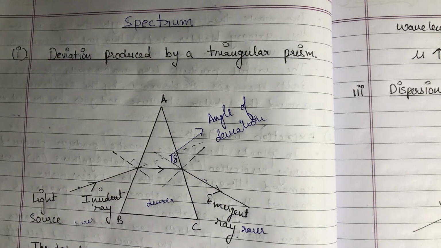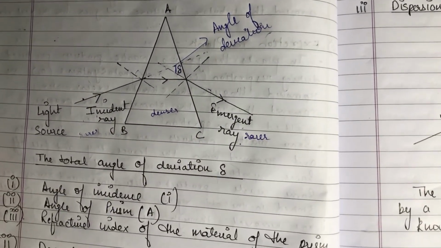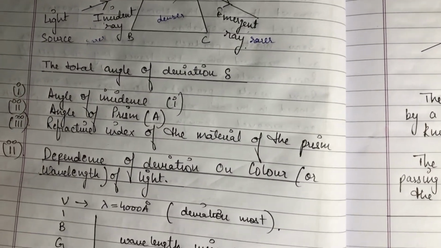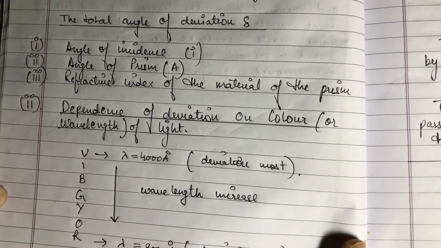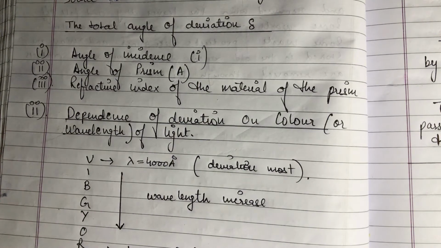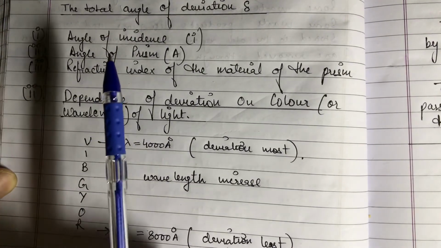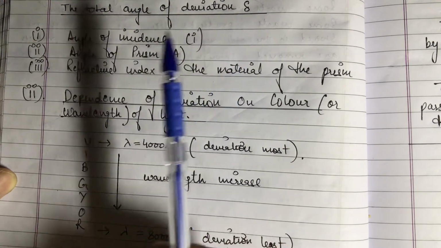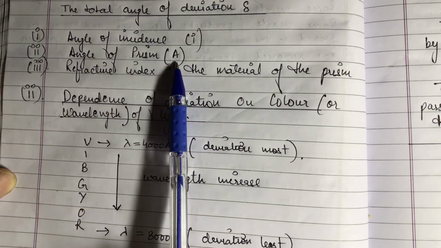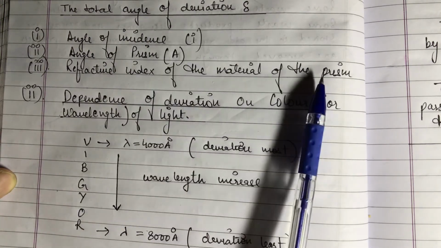Now we'll talk about the three factors on which the total angle of deviation depends. Before starting this, I'll tell you one thing. We have already discussed these factors in detail while we were doing refraction of light through a prism. So the total angle of deviation, delta, depends upon three factors: angle of incidence, that is i, angle of prism, denoted by A, and refractive index of the material of the prism. These are the three factors.